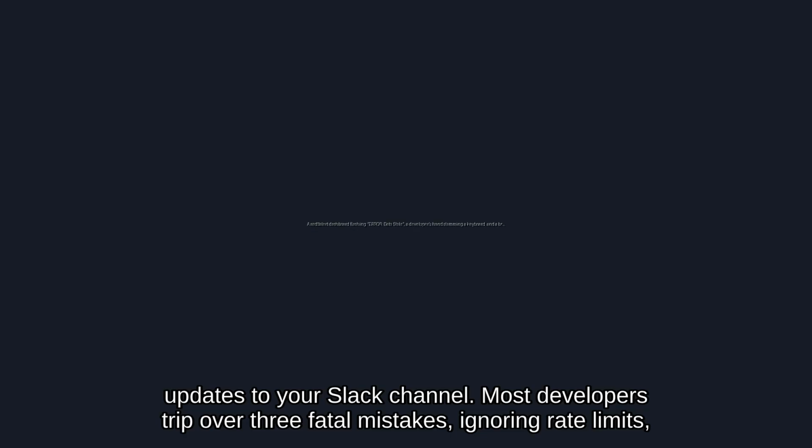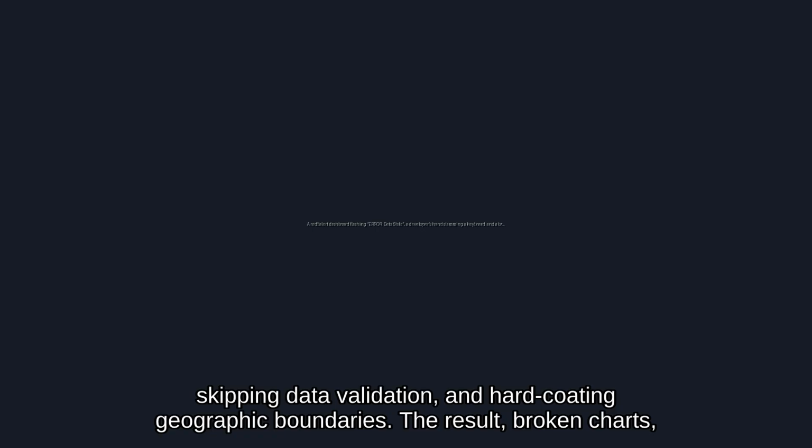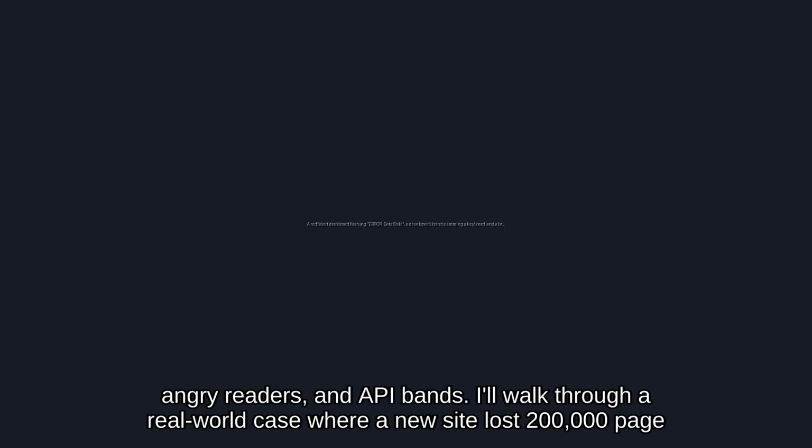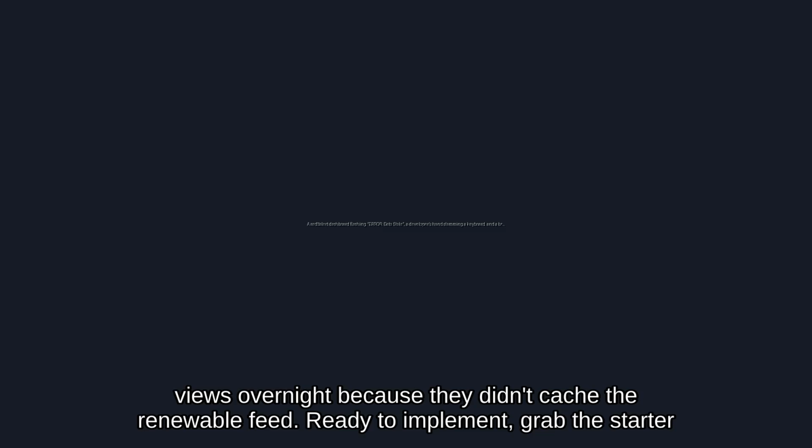Most developers trip over 3 fatal mistakes: ignoring rate limits, skipping data validation, and hard-coding geographic boundaries. The result? Broken charts, angry readers, and API bans. I'll walk through a real-world case where a news site lost 200,000 page views overnight because they didn't cache the renewable feed. Ready to implement?